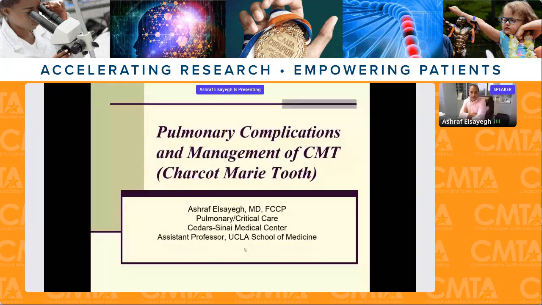But from what I understand, pulmonary questions always come up. There have been a lot of misconceptions about what actually does happen in CMT patients. I always get phone calls and emails from different patients who are basically confused and asking for help on what to do with their breathing. So I'm going to try and keep it as concise as possible.